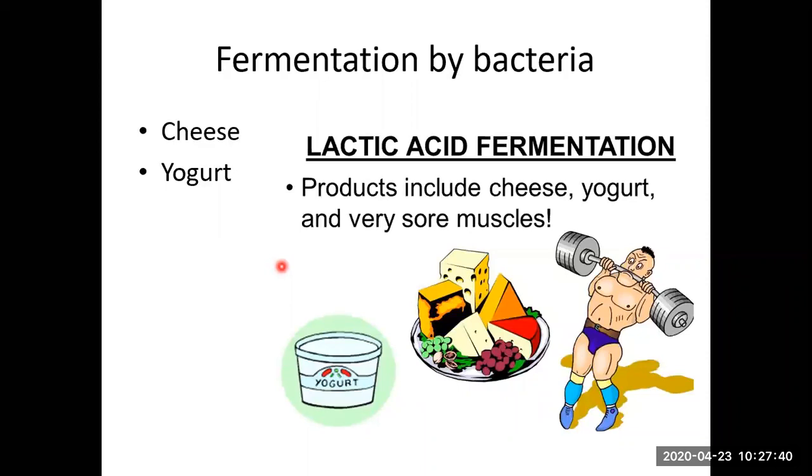As a result of incomplete oxidation of glucose, glucose is first converted into pyruvate, a 3-carbon compound, and after that it is converted into lactic acid. Bacteria use anaerobic respiration in the formation of yogurt. The products are cheese, yogurt, and lactic acid is also stored in our sore muscles.